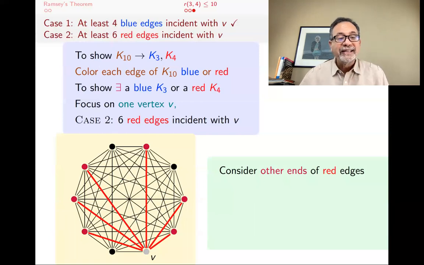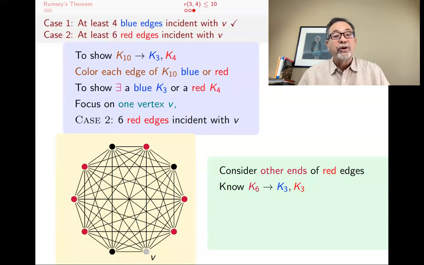So now I've got 6 vertices here. Now 6 vertices that are all connected together, that's a K6. And what I know about K6, which I proved in the previous video, is that K6 arrows to a blue K3 or a red K3. If you take a K6 and color all the edges with blue and red, you are guaranteed a blue K3 or a red K3. Okay, now what?